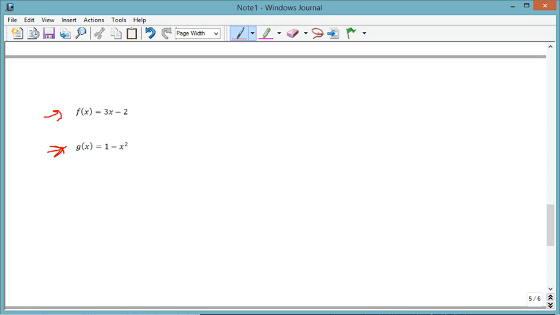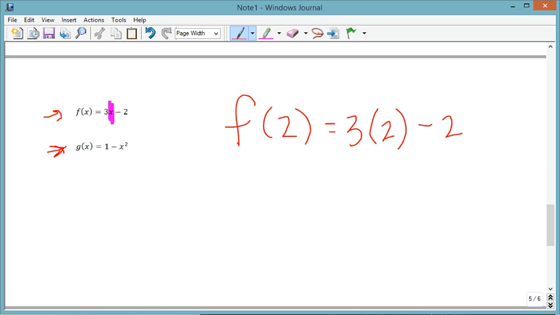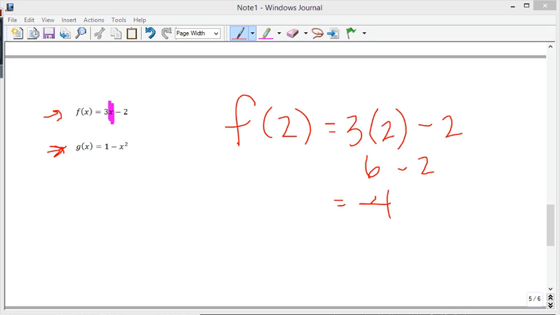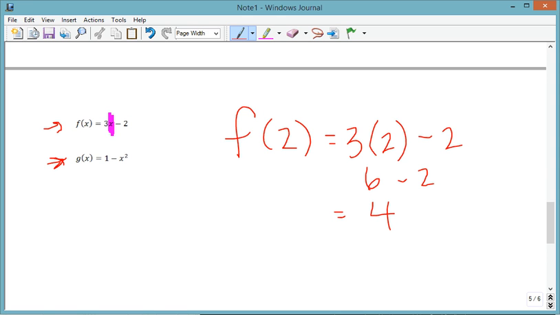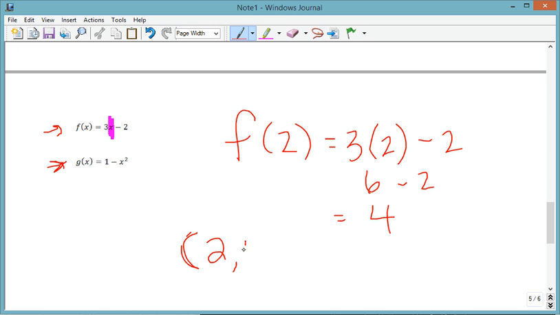What this notation means is that if I write a number in there, say like 2, that means that everywhere there's an x in the function, I'm going to put a 2 instead. So it will be 3 times 2 minus 2, or 6 minus 2, or 4. Alright, so we have f of 2 equals 4. That means that the ordered pair 2, 4 is part of that function.